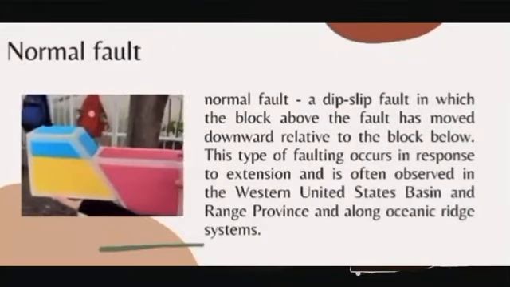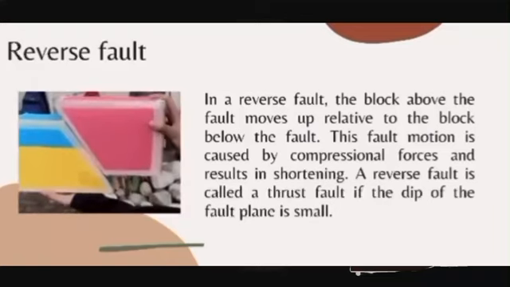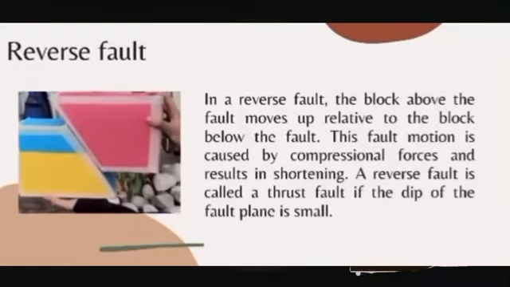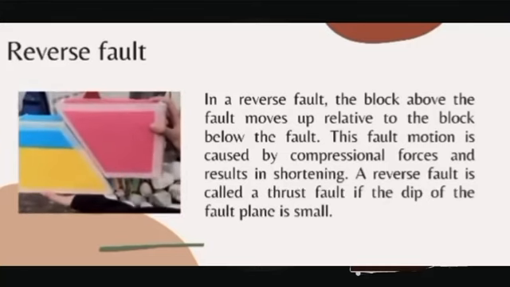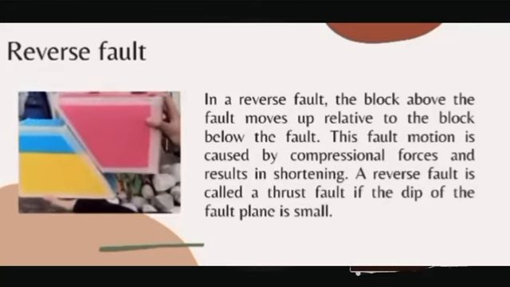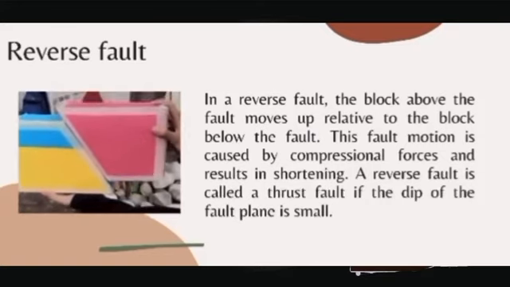Normal fault, a dip-slip fault in which the block above the fault has moved downward relative to the block below. This type of faulting occurs in response to extension and is often observed in the western United States Basin and Range Province and along oceanic ridge systems. Reverse fault. In a reverse fault, the block above the fault moves up relative to the block below the fault. This fault motion is caused by compressional forces and results in shortening. A reverse fault is called a thrust fault if the dip of the fault plane is small.